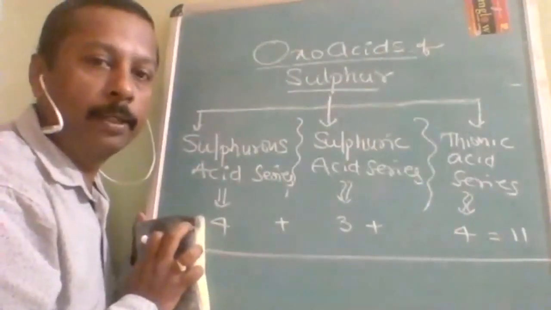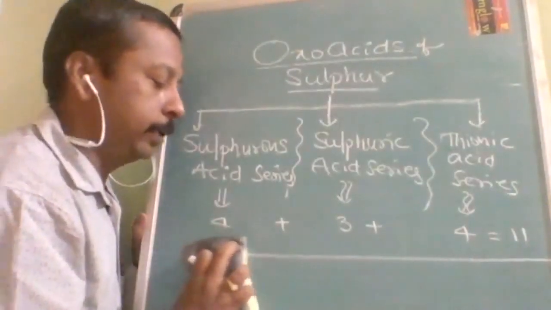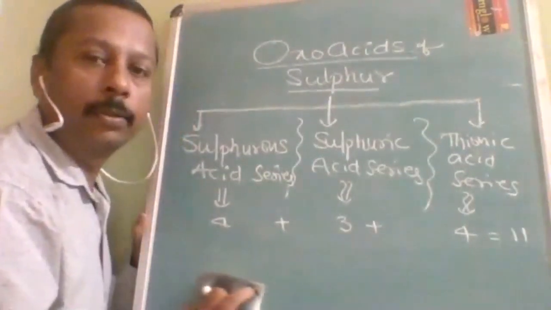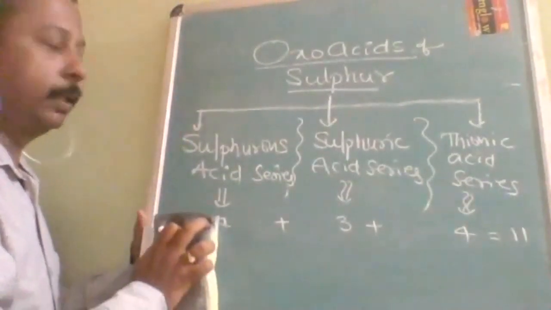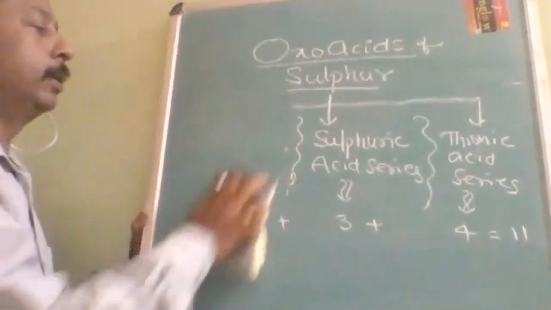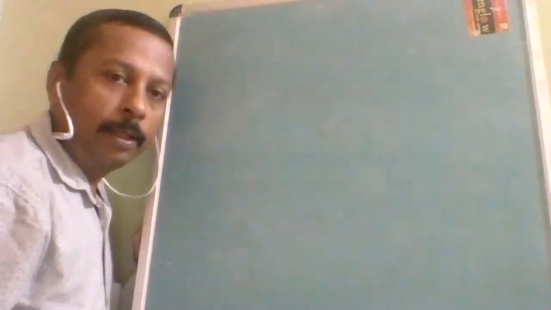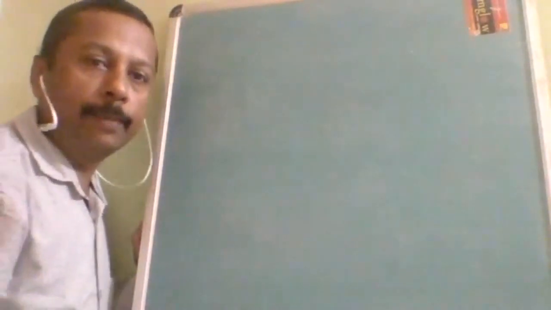Now we shall start with the sulfurous acid series. The first series is the sulfurous acid series. It is going to contain how many types of acid? Four types of acid, in every structure. I will tell you if there is any tip to remember, so that in future you will be able to answer properly. We will cover the formula, oxidation number, and structure.